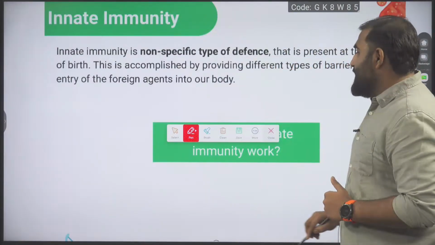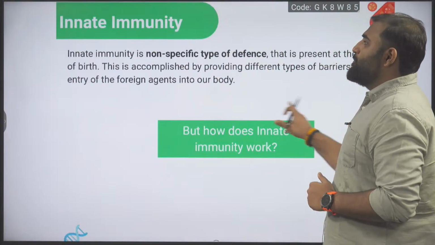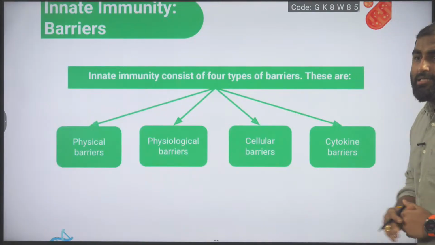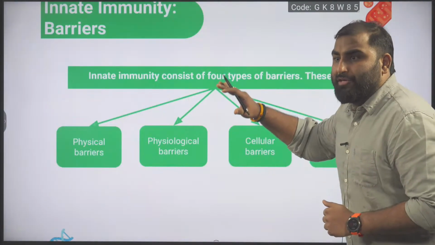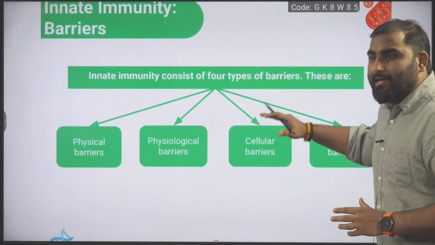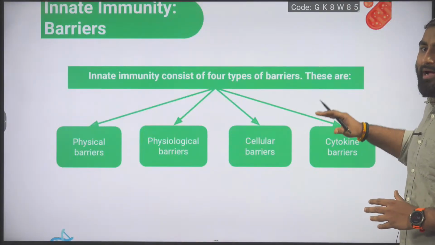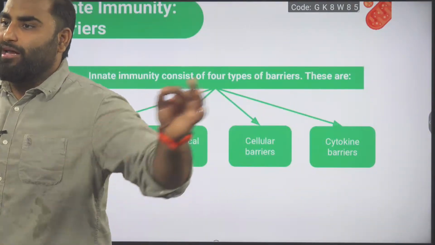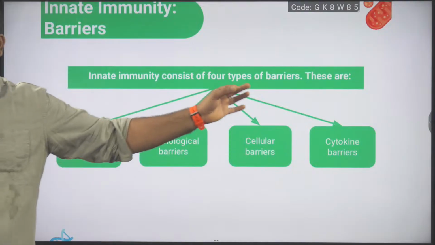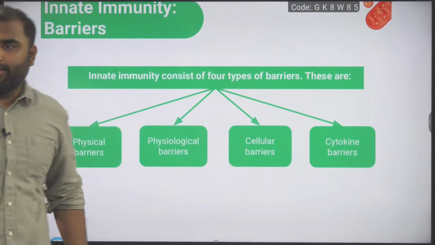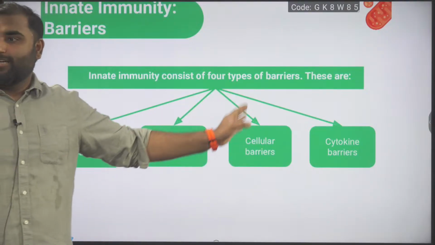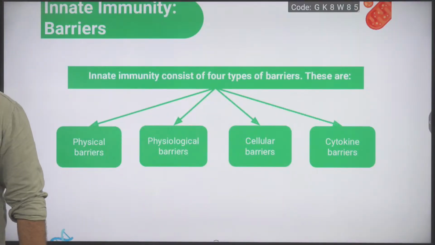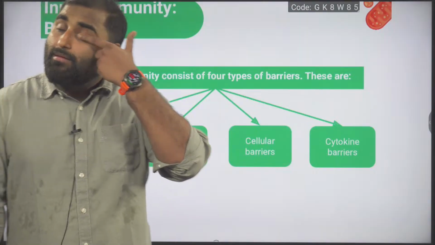So basically, innate immunity provides you barriers. And which are the four types of barriers? Physical barrier, physiological barrier, cellular barrier, and cytokine barriers. These are the barriers present in innate immunity. You can quickly note it down. Physical, physiological, cellular, and cytokine. Yes, Naga Mahesh, this is absolutely from the NCERT book.